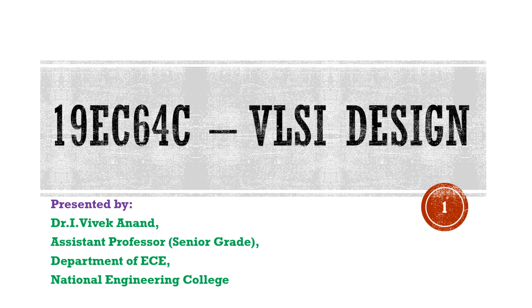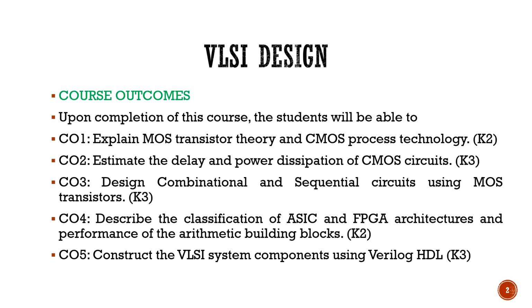It is a 3 credit course having 5 different course outcomes from CO1 to CO5. So we are going to start with course outcome 5, that is named as Construct the VLSI System Components using Verilog HDL. This course outcome is also related with the laboratory courses that we are going to see under the subject named as VLSI Design Laboratory. We will start with course outcome 5 followed with the remaining course outcomes.